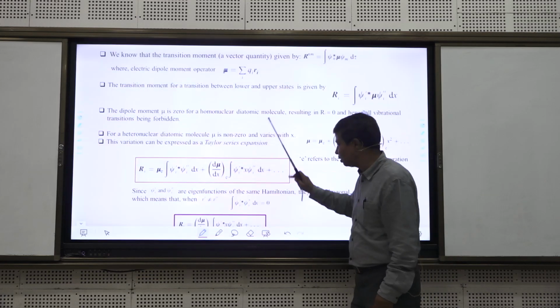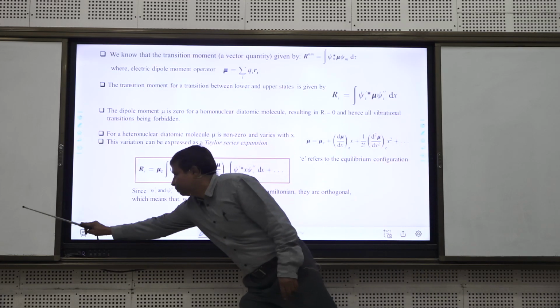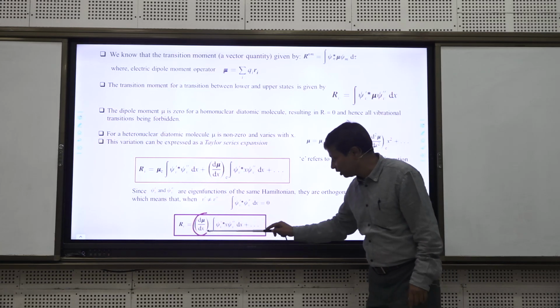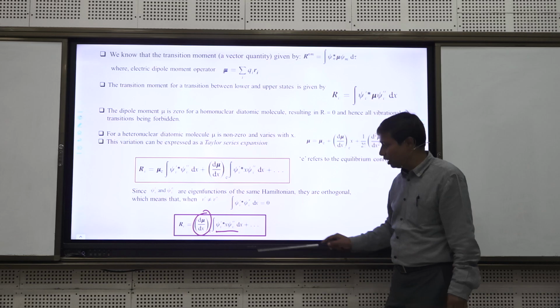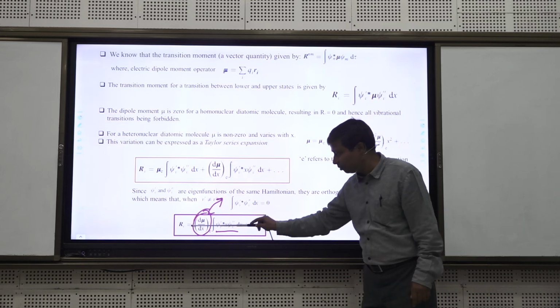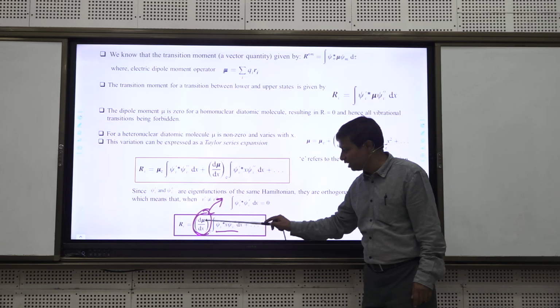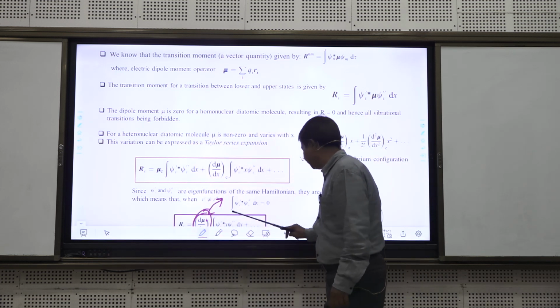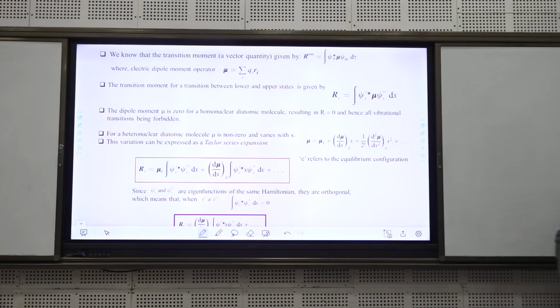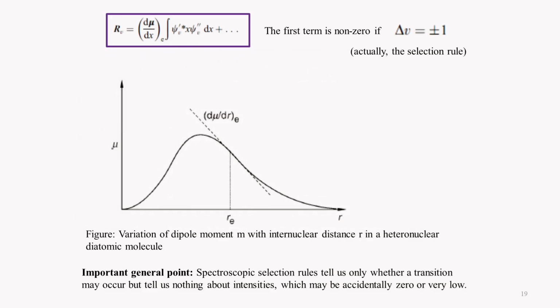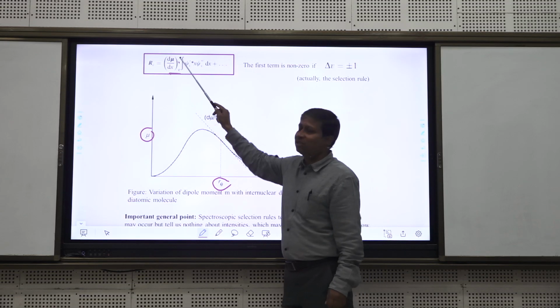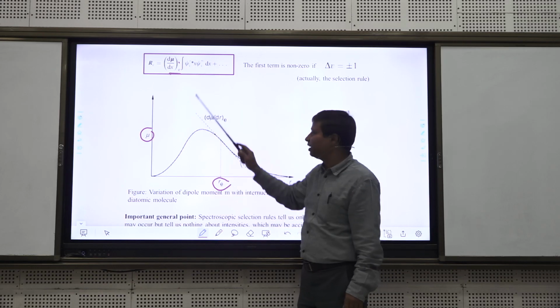So if you see this term, this term consists of this one and this one. So let us see what is this term. What is this? This is the change in the dipole moment with the change in the displacement. So we are talking about this term. If you plot mu, the dipole moment, versus displacement, then this is the slope. d mu by dx is the slope.